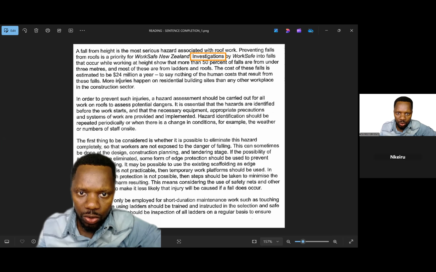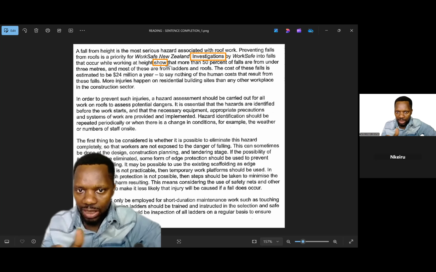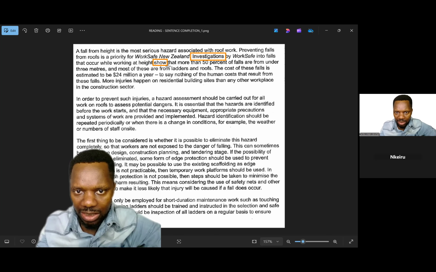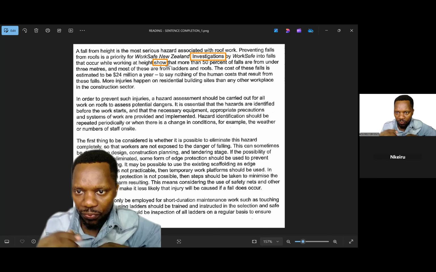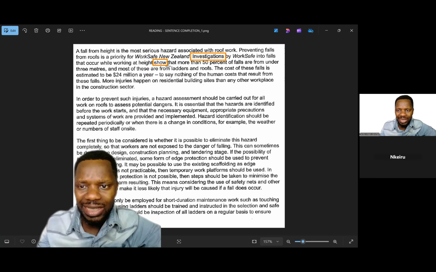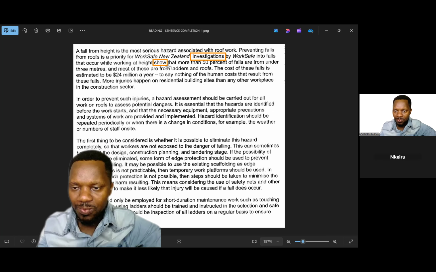Then it also goes further to say that the height show. This is another clue when you look at the question. Now, if we read further, you would understand that it says investigation by WorkSafe into falls that occur while working at height show that more than 50% of falls are from under 3 meters. And most of these are from ladders and roofs.